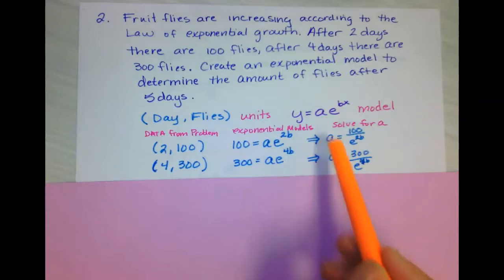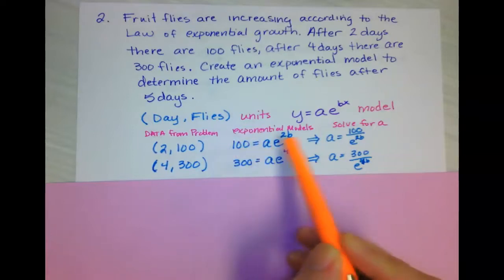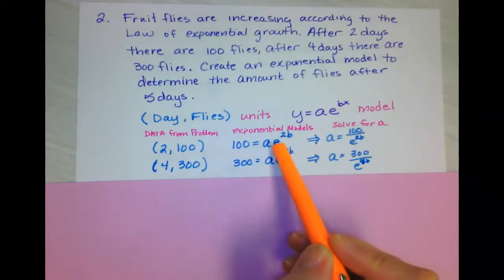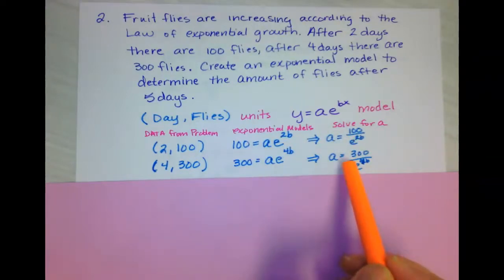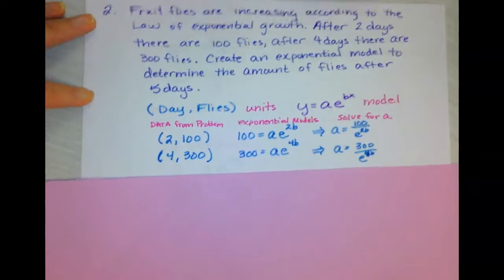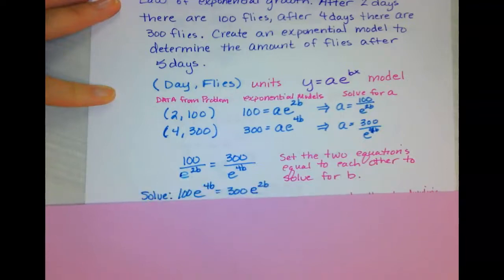And I'm going to rewrite them both to set equal to A, because that's what they both have in common. I have the amount for the A, I have 2B, I have a base of e, I don't know what A is. So if I set both of these equations equal to A, then with our substitution, we can set both of those equations equal to each other, and we can solve for B.